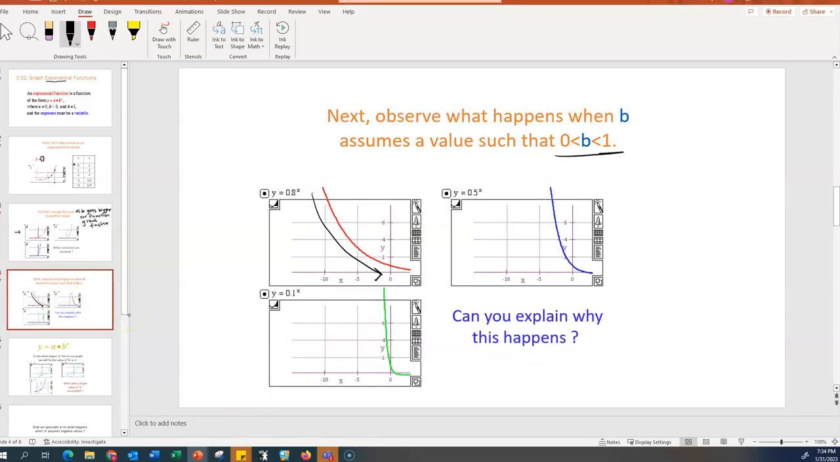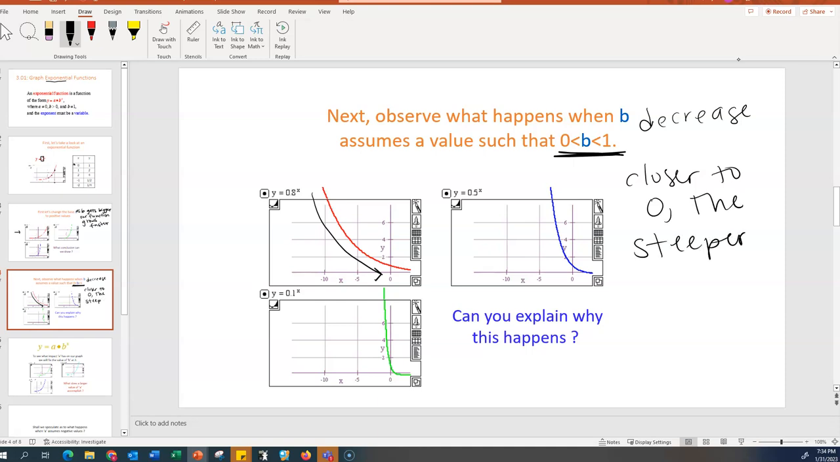When b is between 0 and 1, my function is going to be decreasing or decaying. The closer I get to 0, the steeper my line, or the faster it's decreasing.